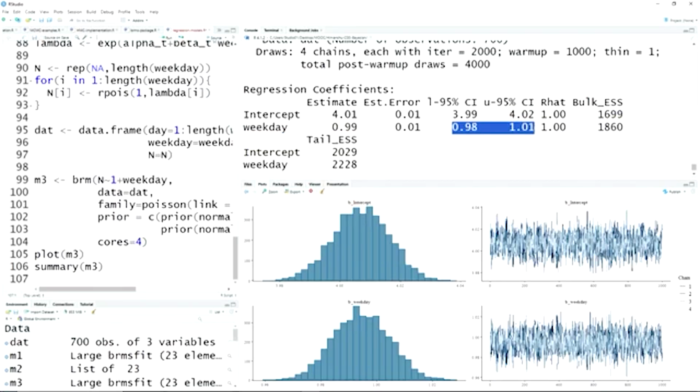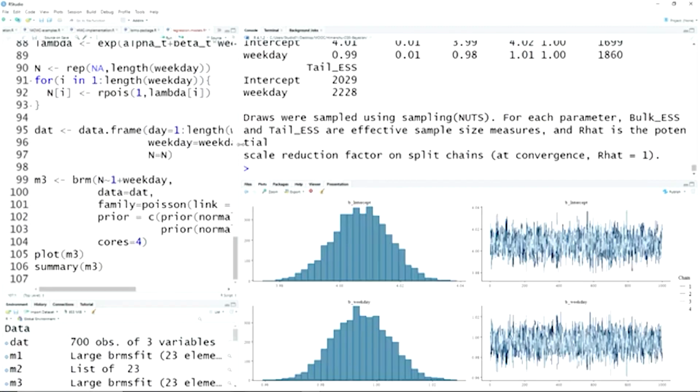Is there evidence for this positive effect of weekday? That we cannot say based on this. For that, we need to do model comparison. What we can say based on this is that the data are consistent with your prediction, because you predicted that the parameter beta will be positive, right? That's what your hypothesis predicted, right? And for intercept, you can also see the 95% credible interval, 3.99 to 4.02. Yeah, so the parameter recovery is good because the true parameter value was 4 for intercept and 1 for weekday.